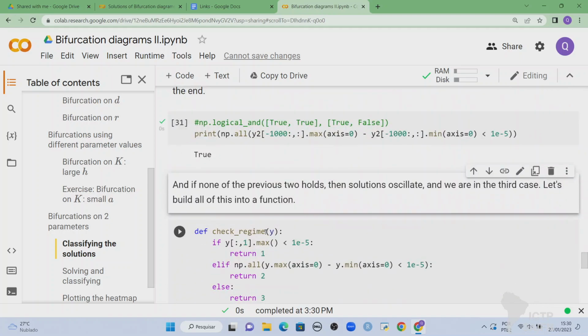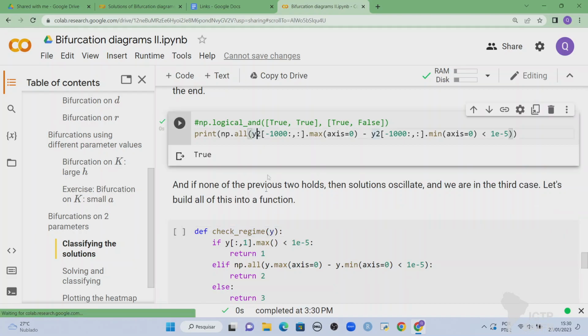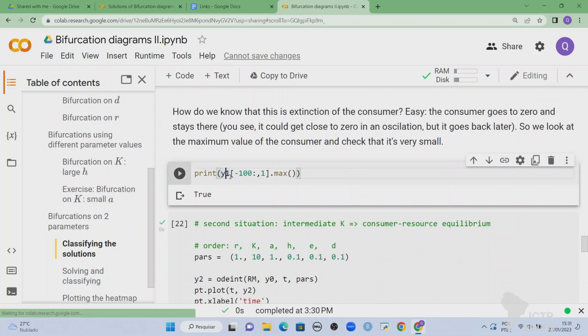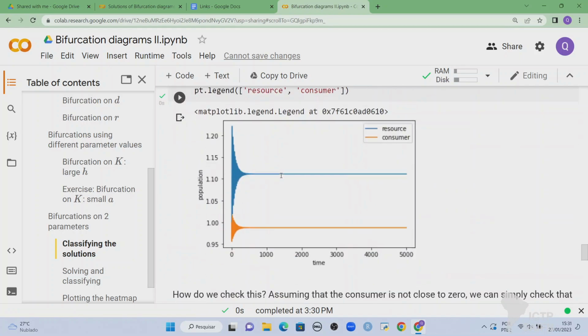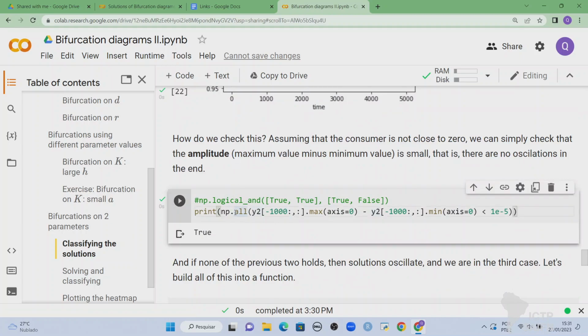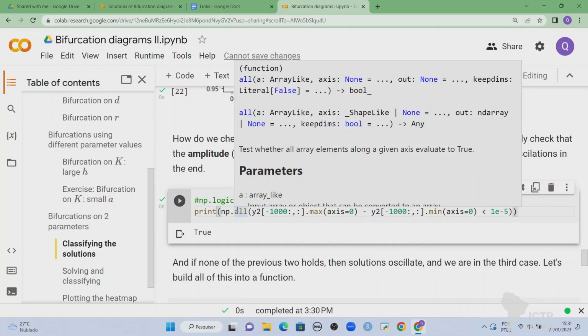And now what happens if the first one is false? So the consumer is not extinct and the amplitude is not going to 0. Then I have oscillations, so you fall into the third case.